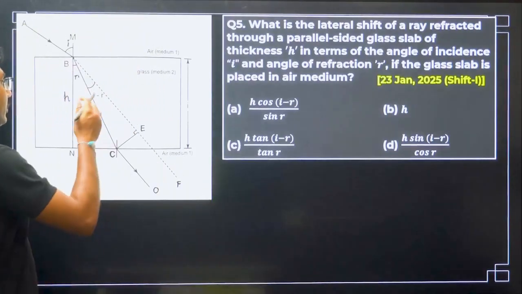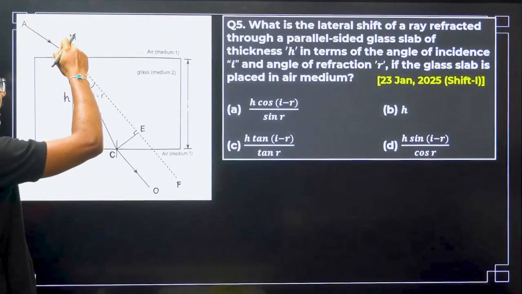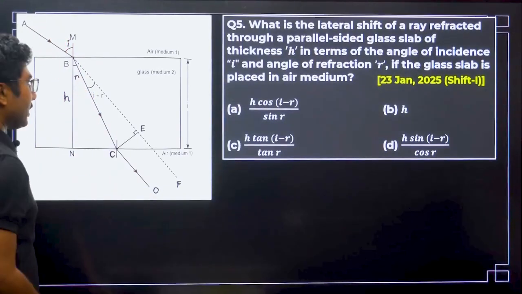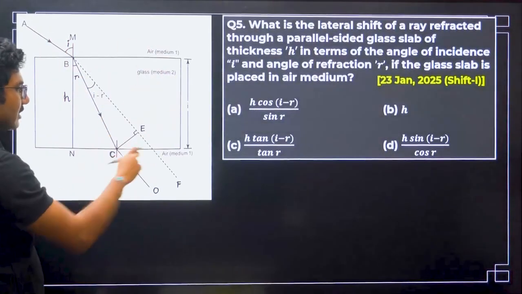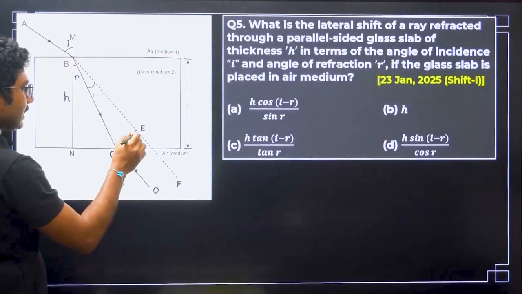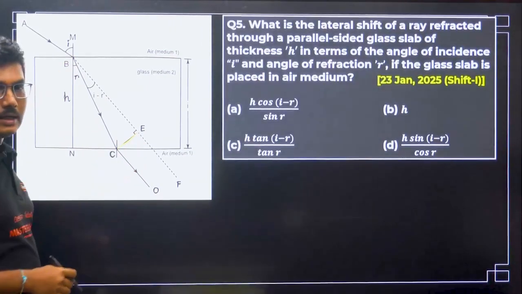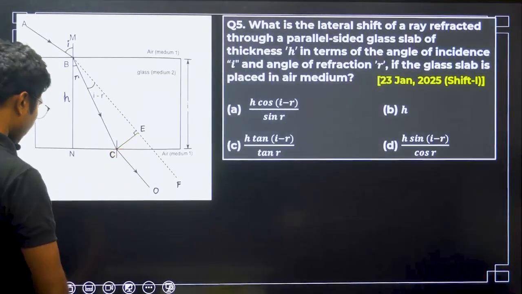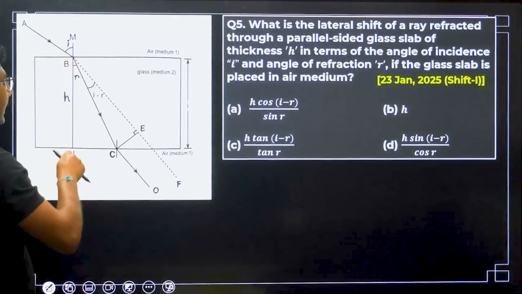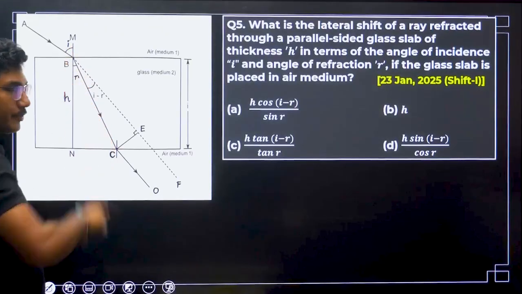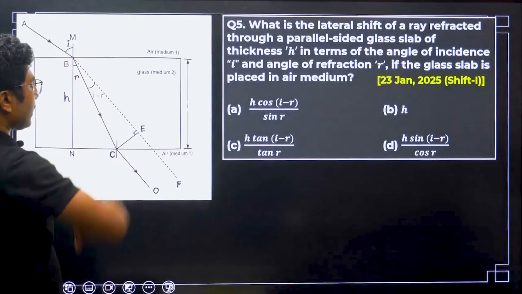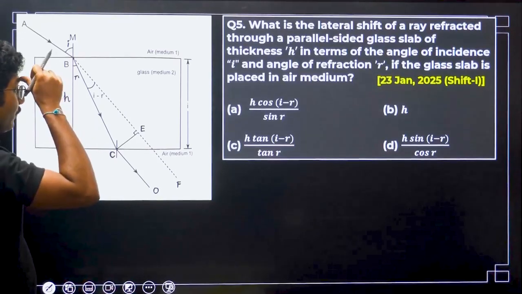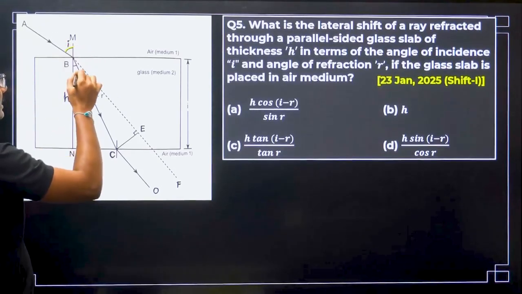Now let's see. So here is the ray which is falling at an angle of incidence i, and after refraction it is going out of the glass slab. This is glass slab, as you can see, and this is the lateral shift. Now this is the height h. This is the height of the glass slab or depth of the thickness of the glass slab, right? This is h. Now what you have to do first, this angle is i, this angle is r.